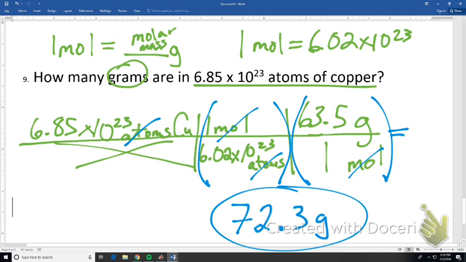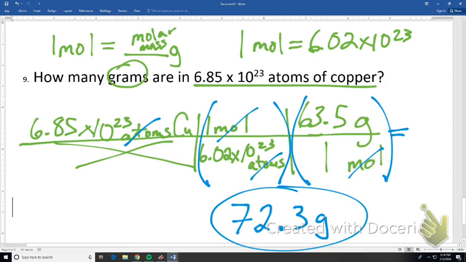Yes! Take one step at a time. You'll notice if you're solving for grams, you won't have times 10 or anything. It shouldn't be gigantic unless you had a ton of atoms. But a lot of times you won't have a times 10 in your answers if you're solving for grams. Okay? All right. Last one.